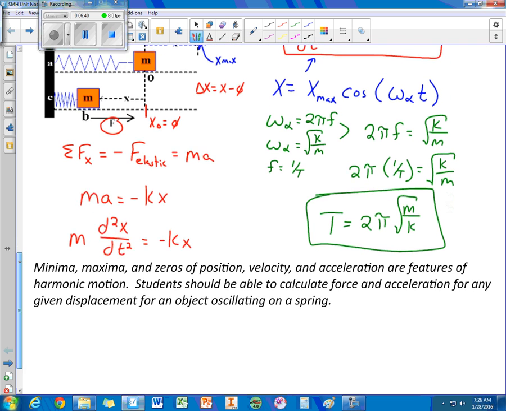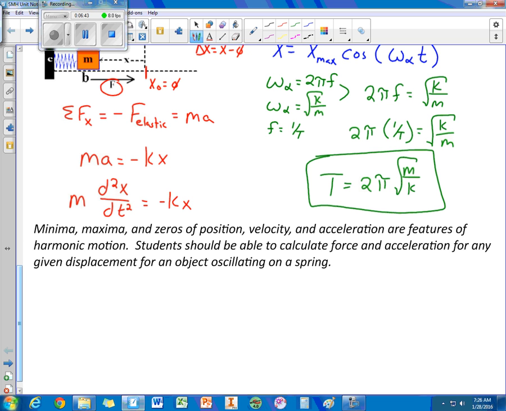Okay, now minima, maxima, zeros of positions, velocities, and accelerations. These are all features of harmonic motion. And as a student, you should be able to calculate force and acceleration for any given displacement for this oscillating object. It may sound kind of difficult, but honestly, all you're doing is using this model right here and finding acceleration. Once you have acceleration and position or displacement, you can go on and find everything else using kinematics. And we'll get some practice with that.